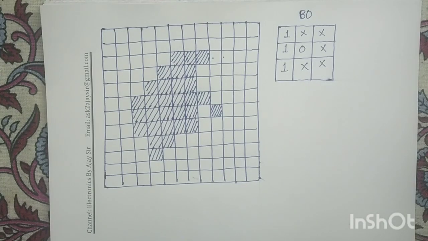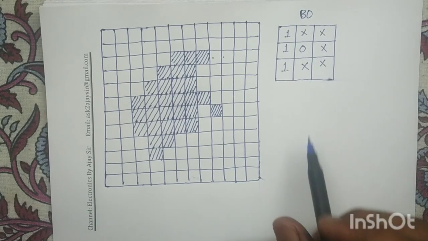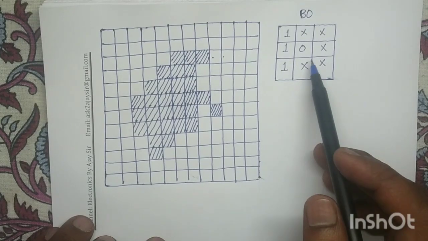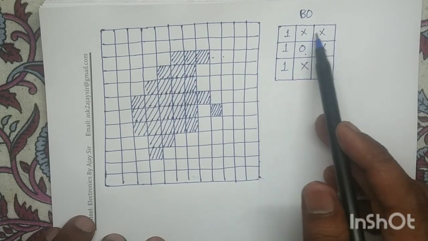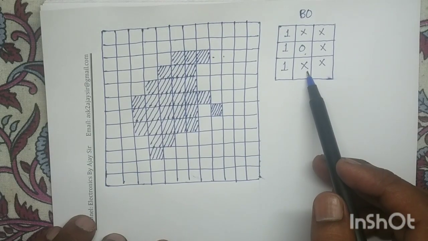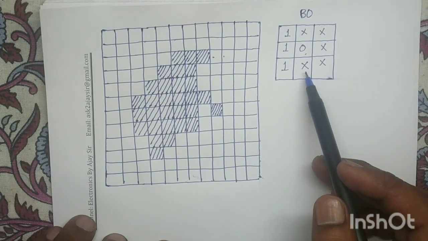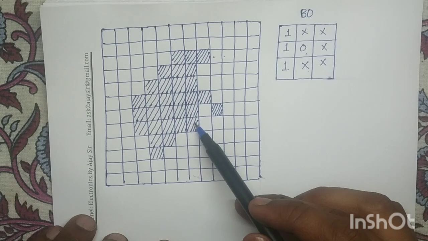So now let us start our iterative algorithm with the structuring element B0. Look at the structuring element B0. The center pixel is logic 0, and these 3 pixels are logic 1, and the remaining 5 pixels are don't care. So with this structuring element, we will perform the hit or miss transformation on this given object set I.